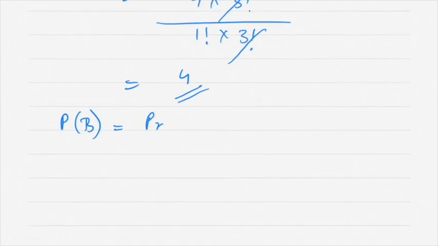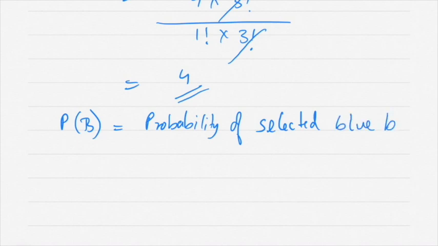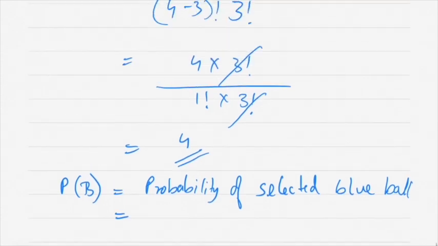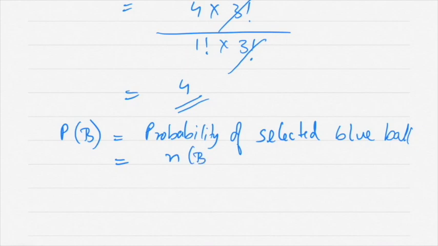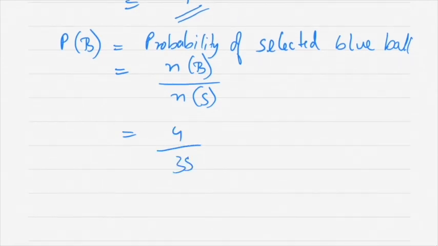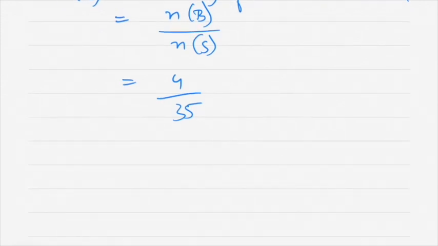So P of B, probability that all the balls are red, will be n of B upon n of S, which is 4 by 35.